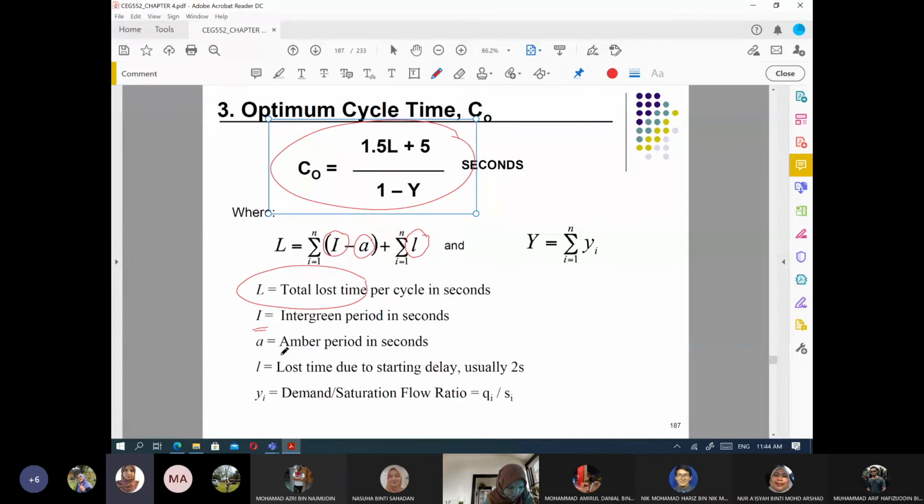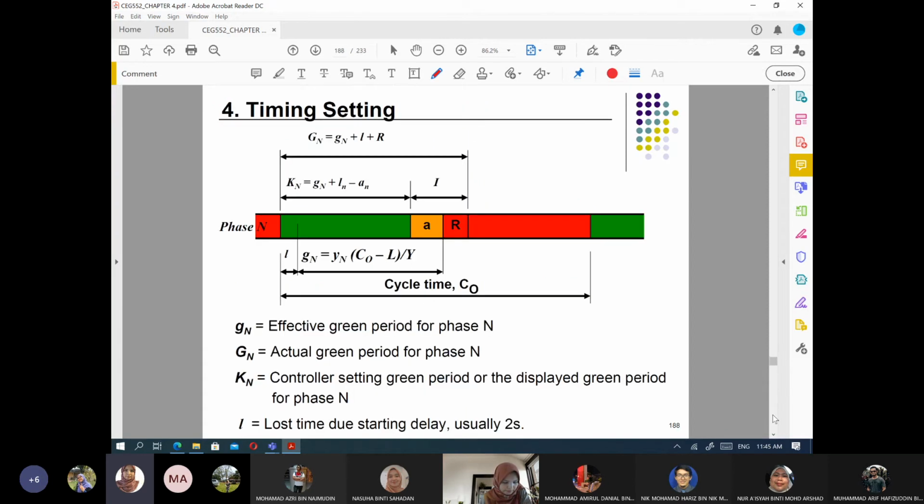And then we will have this Y, small y. The small y is for you to find the capital Y here, to input into this one. See? So capital Y is the summation of demand divided by saturation flow rate. So demand divided by saturation flow rate is q over S: the flow, or number of vehicles in that direction, divided by the saturation flow for that particular direction. Okay, we will see how to calculate it later.